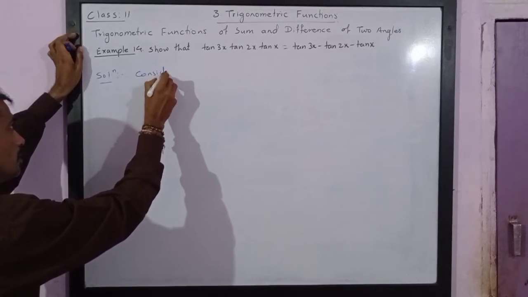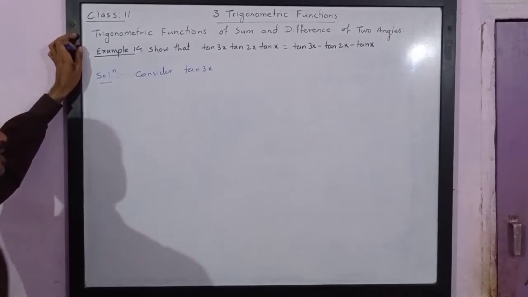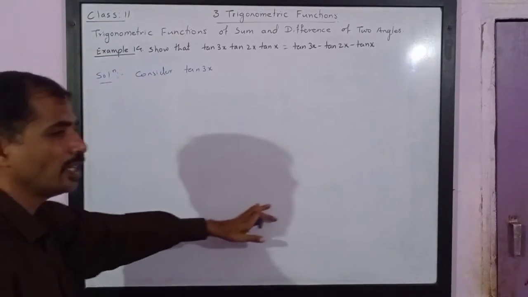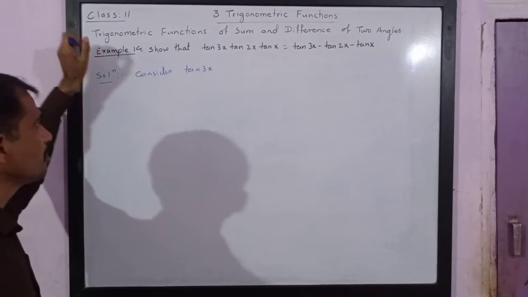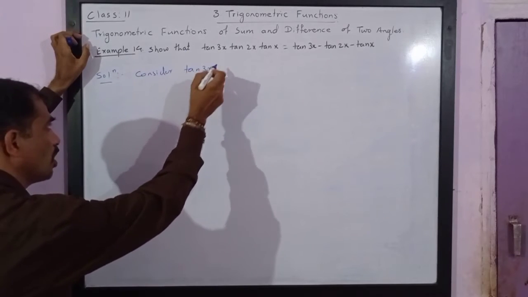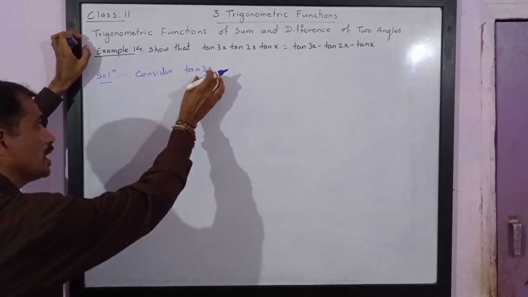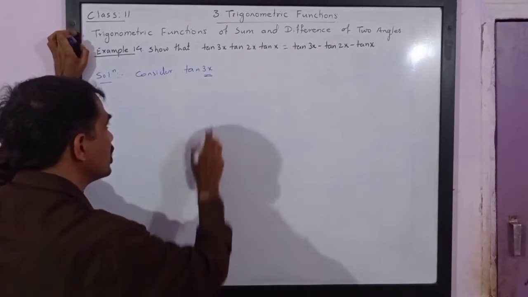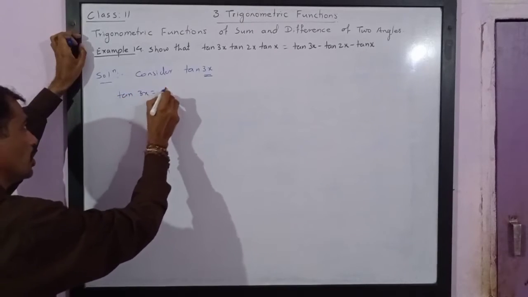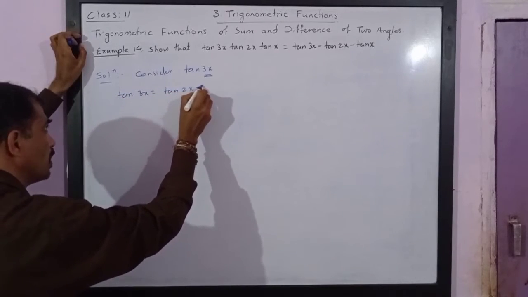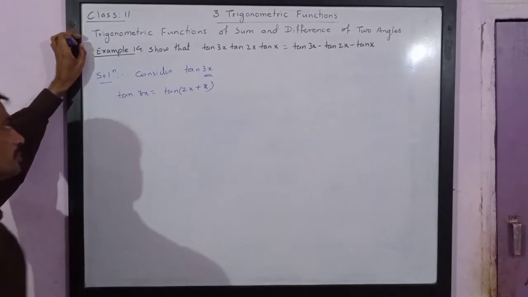Consider tan of 3x. Normally we start with LHS, after solving we get the RHS, that is the normal method. Here this problem is a special problem, so please be careful while solving such a problem. Now 3x can be written as the sum of two angles, so tan 3x can be written as tan of 2x plus x.